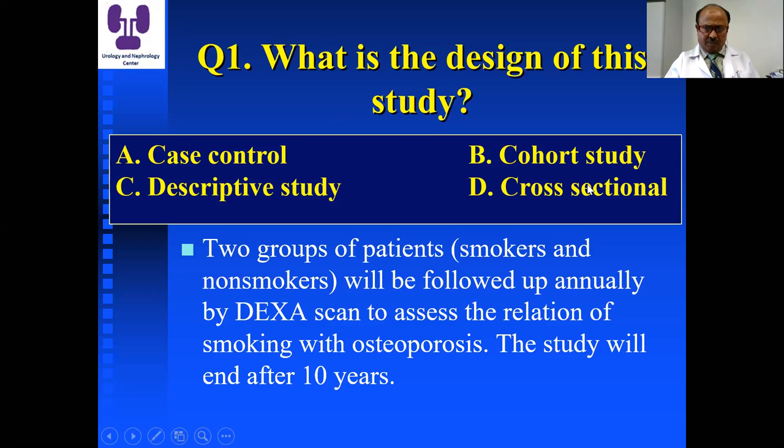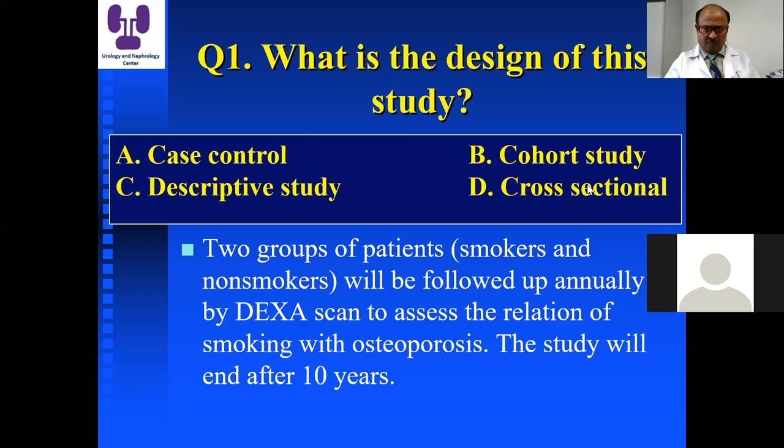What's your answer? It's a cohort study, B. Why do you say it is a cohort study? The patients were exposed to the risk factors, so they were exposed and they were followed up to assess the results after many years. So we have the exposure, waiting for the outcome. So perfect. But we have two groups.